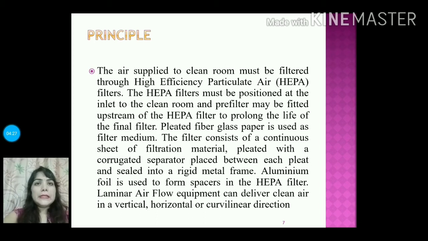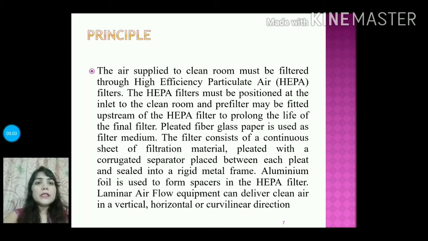Now, principle. The air supplied to the clean room must be filtered through high efficiency particulate air filters. The HEPA filters must be positioned at the inlet of clean room and pre-filters may be fitted upstream of HEPA filters to prolong the life of HEPA filters. As HEPA filters are very costly and pore size of their membrane is very minute, that's why HEPA filters are always attached with pre-filters. So pre-filters will increase the lifespan of HEPA filters.